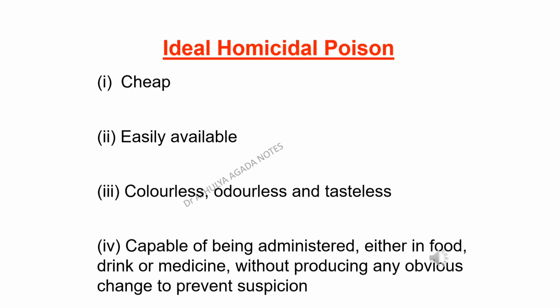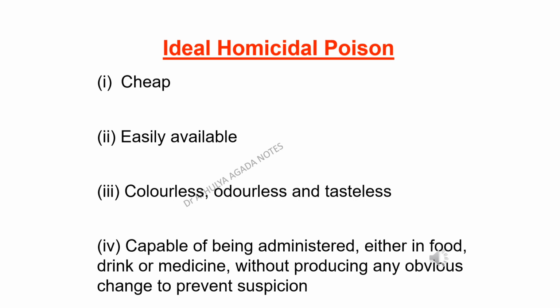And how does a person select an ideal homicidal poison? It should be cheap. They will try to buy medicines or chemicals which are cheap in the market and not expensive, so that they can buy it soon. Then it should be easily available in the markets. Then next, it should be colorless, odorless and tasteless, so that they can mix it with any food or drink, being colorless, having no smell and without any taste difference, and that person will consume that poison.